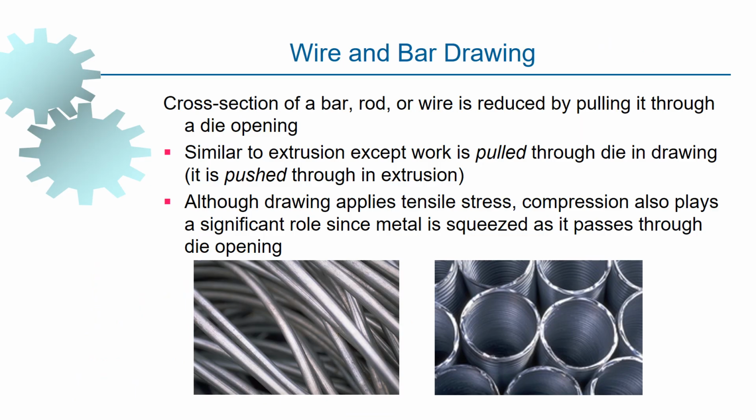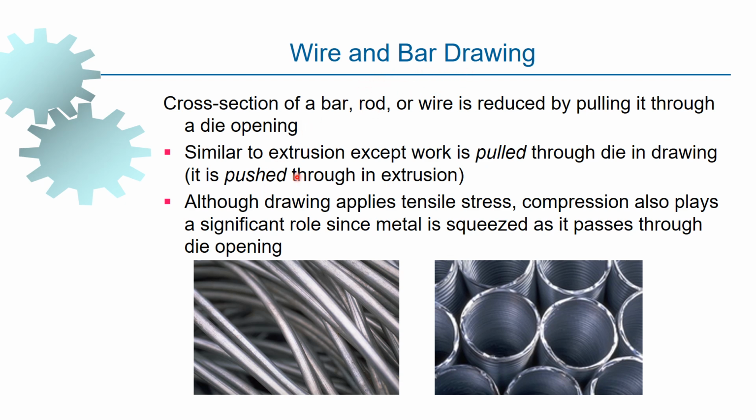Now here, wire and bar drawing. The cross section of a bar, rod or wire is reduced by pulling it through a die opening. This process is called the wire drawing process. Pulling means applying tensile stress so that the material will get pulled through a die opening to produce a wire, a rod or a bar.